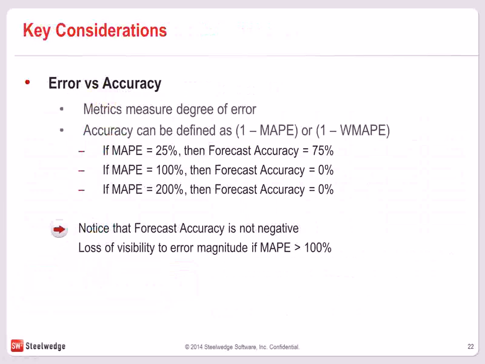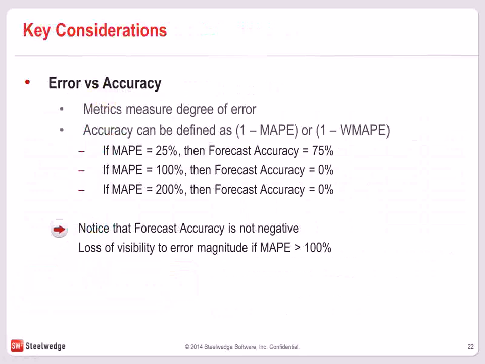So first, let's talk about what's the difference between an error and accuracy. A lot of times when companies talk about being 90% accurate, what they're really doing most of the time is saying 1 minus the MAPE or 1 minus the WAPE value. So, for example, if the MAPE value is 25%, then we'd call out forecast accuracy of 75%. If the MAPE is 100%, then the forecast accuracy is 0%.